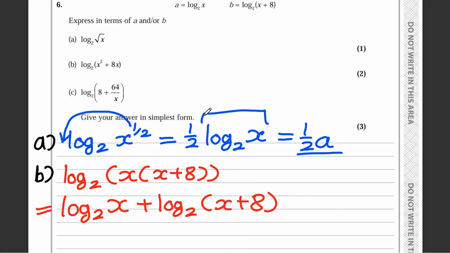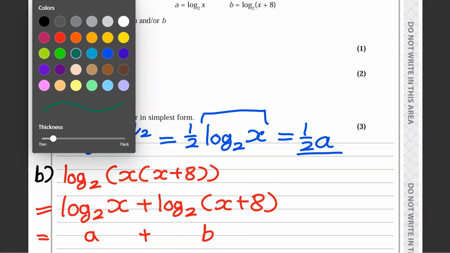And what's useful about this is a is equal to log base 2 of x, which is what we have here, and b is equal to log base 2 of x plus 8, which is what we have here. So therefore we can sub in a and b here. So here the log base 2 of x is a, plus, and the log base 2 of x plus 8 is equal to b. So part b is equal to a plus b.